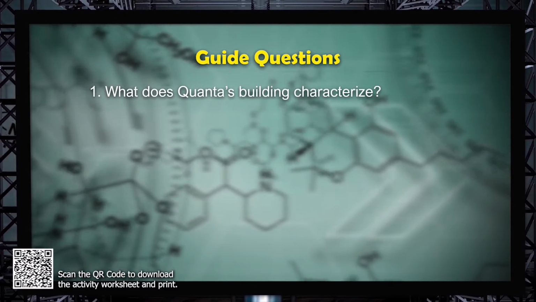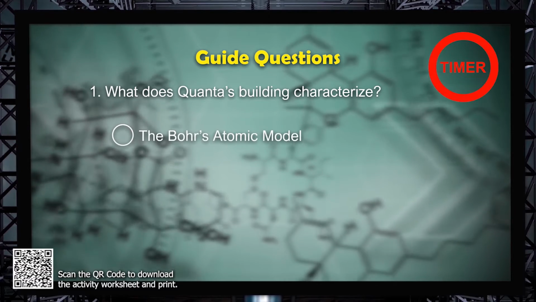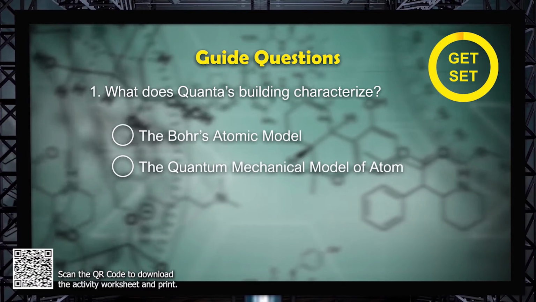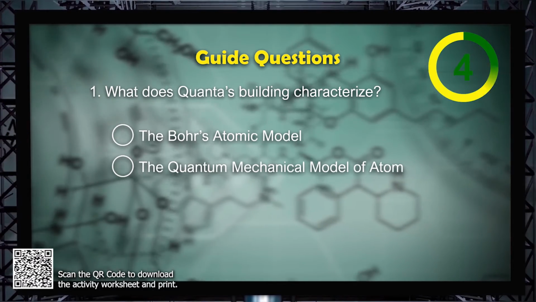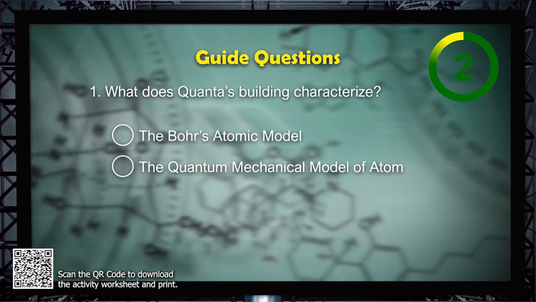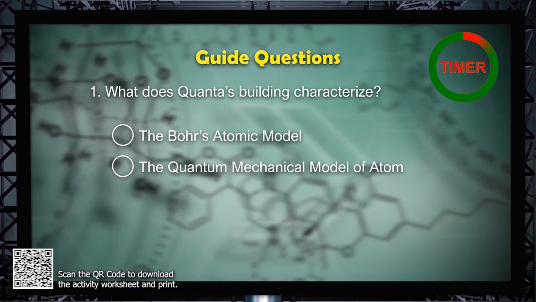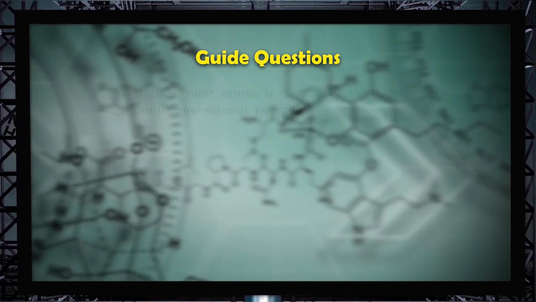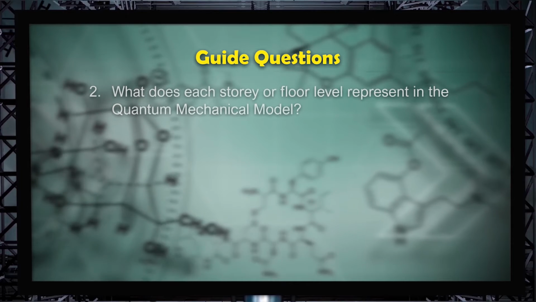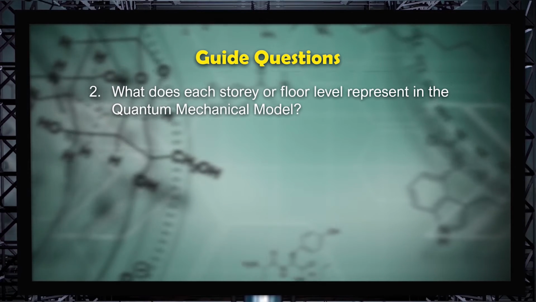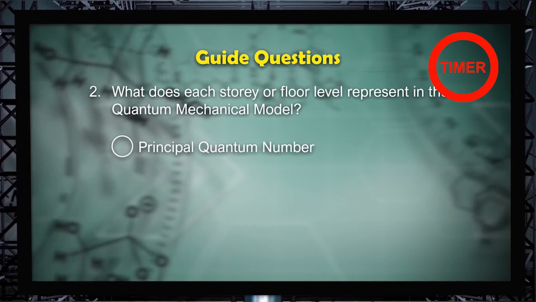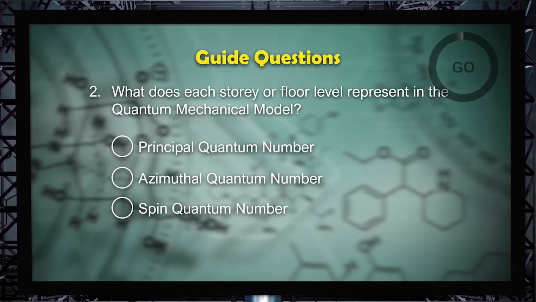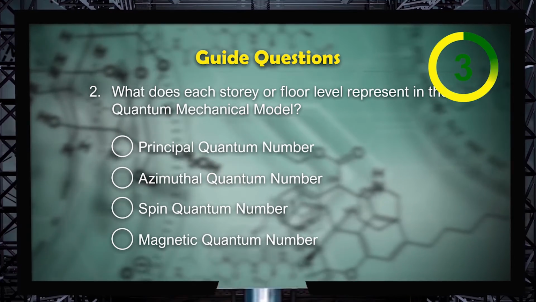Number 1. What does Quanta's building characterize? The Bohr's atomic model. The quantum mechanical model of atom. Number 2. What does each story or floor level represent in the quantum mechanical model? Principal quantum number, azimuthal quantum number, spin quantum number, magnetic quantum number.